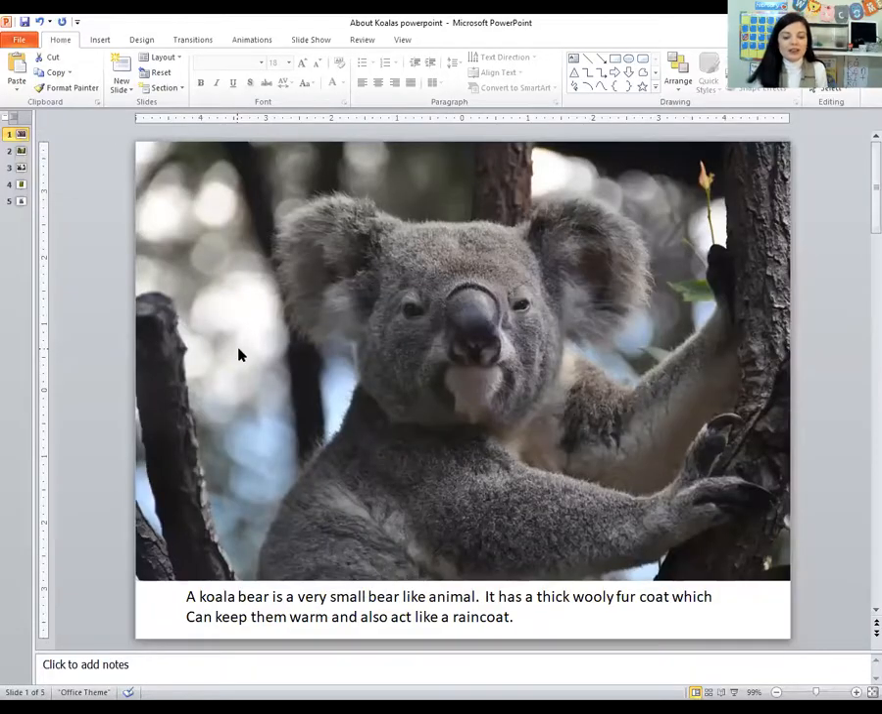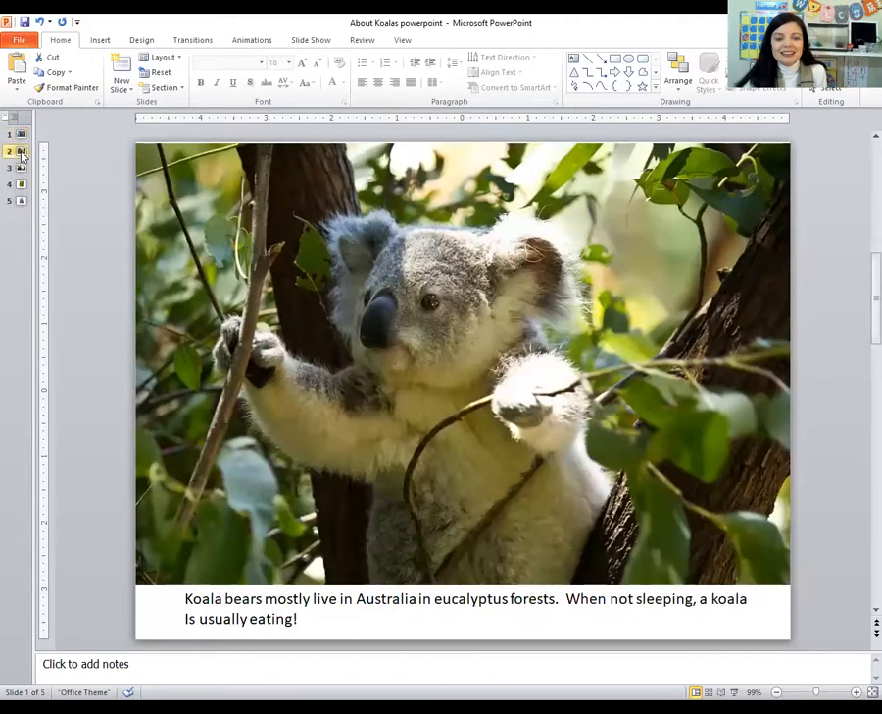We've already learned that koala bears are gray, and they're so cute. Take a look at this picture of a real koala bear. Koala bears are a very small bear-like animal. Koala bears have thick woolly fur, which can help to keep them warm, and it also acts as a raincoat. Koala bears live in Australia, and they love to eat leaves. They're herbivores. That means they eat plants and not meat.